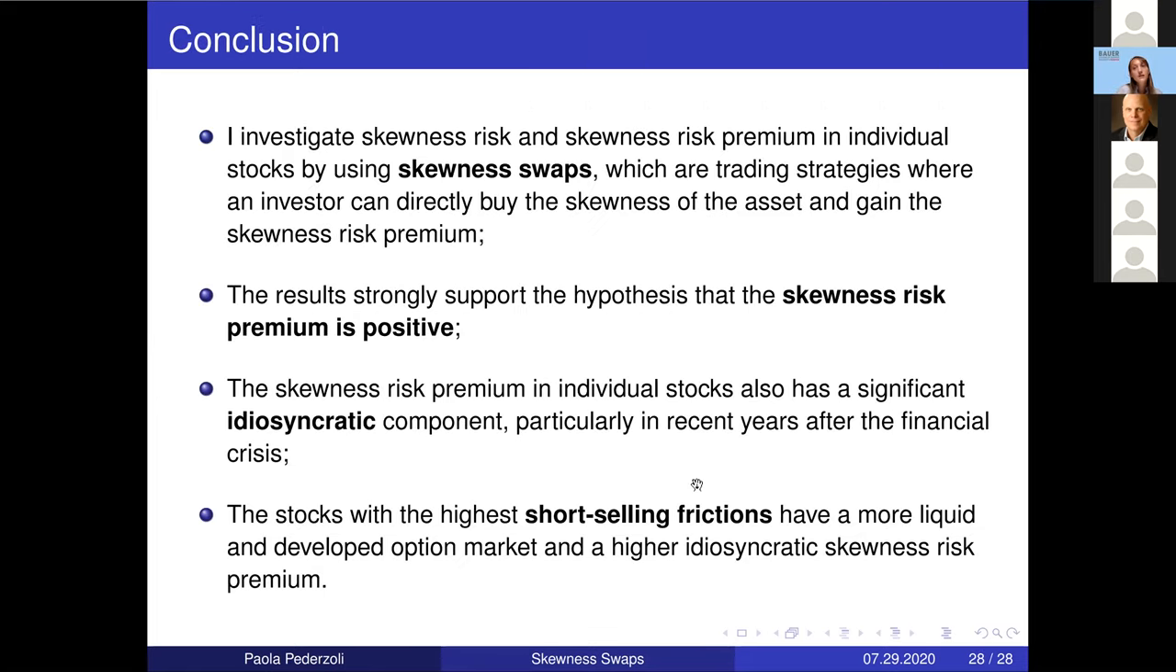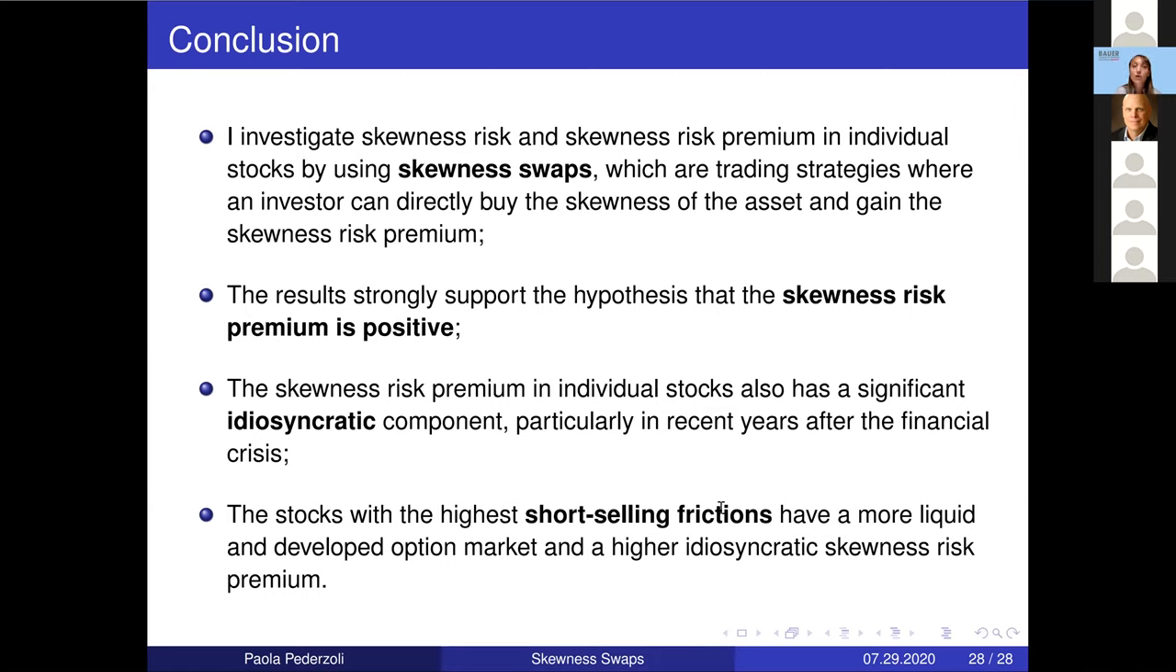And with this, I conclude. In this paper, I investigated the skewness risk and the skewness risk premium in individual stocks by using a trading strategy, skewness swaps, with which an investor can buy the skewness. And in the same way in which variance swaps have been used to study the variance risk premium, I use the skewness swaps to study the skewness risk premium.